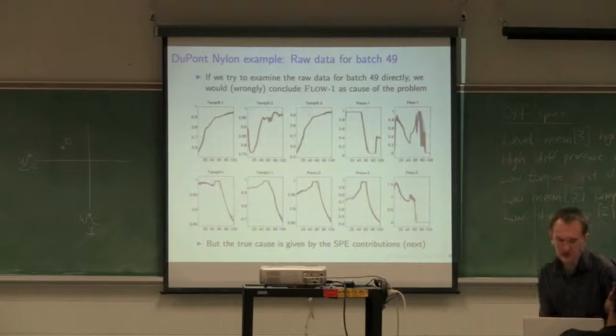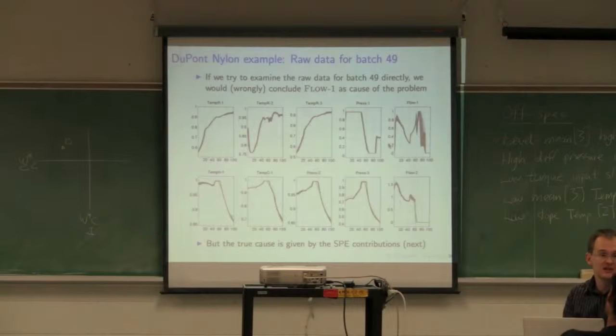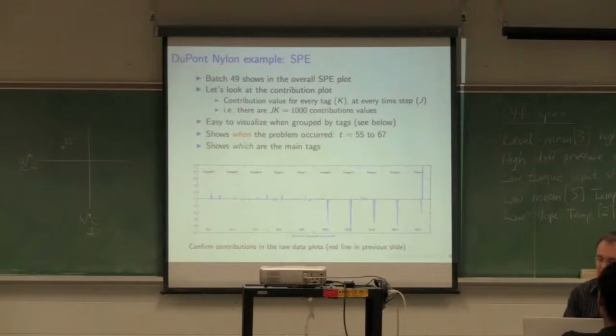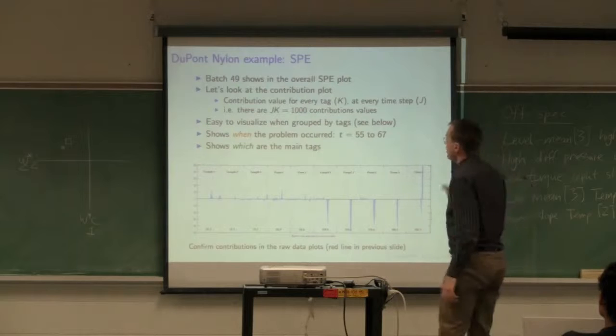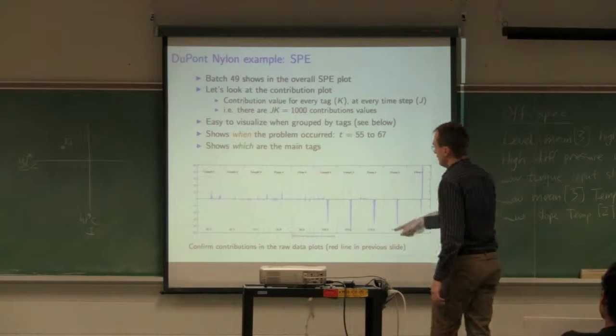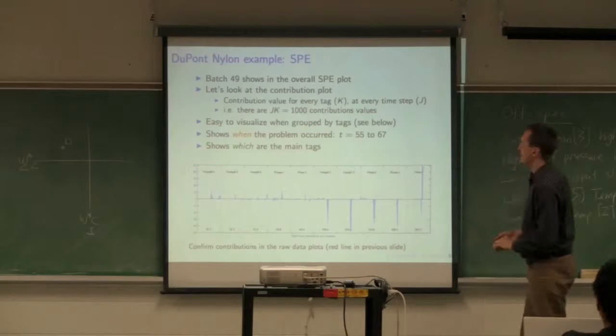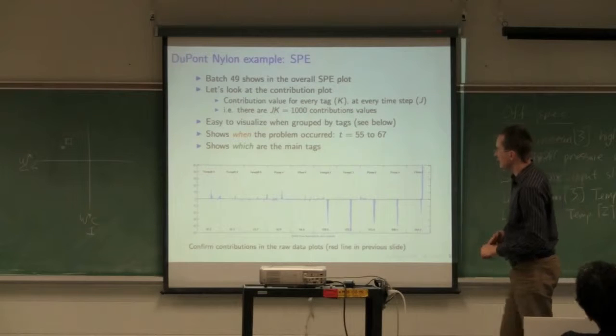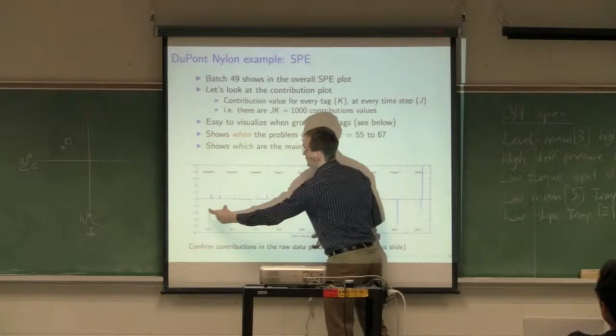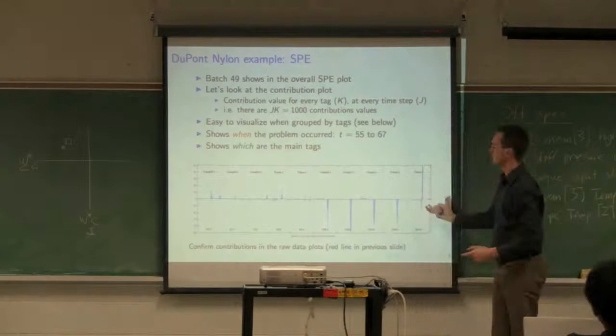So one thing to go do, given that this is an ordinary PCA, is just to go do a contribution plot for batch 49. Do an SPE contribution plot. And SPE contribution plots, remember, will give you one contribution for every column. Okay? And that's exactly what's shown here. For every column in that data set, we'll get a bar plot here. So there's 1,000 bars here, 10 variables at 100 time steps. And I've grouped them up by first, second, third, up till the 10th variable.